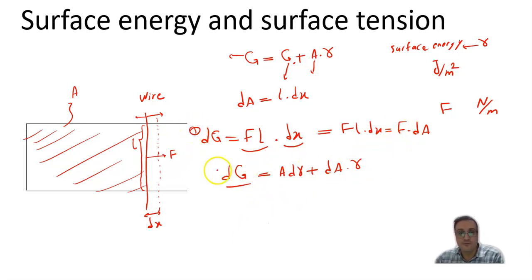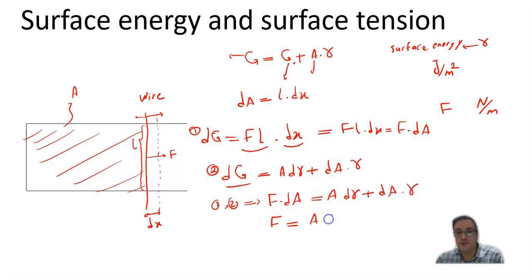So by equating equations 1 and 2, we have F dA equals A d gamma plus gamma dA. So we divide both sides by dA, so we have F equals A multiplied by d gamma over dA, plus gamma.